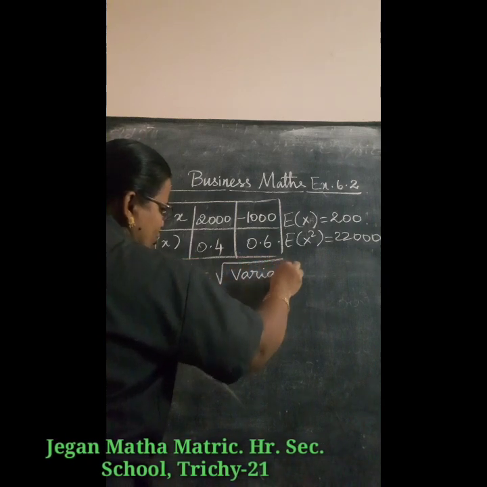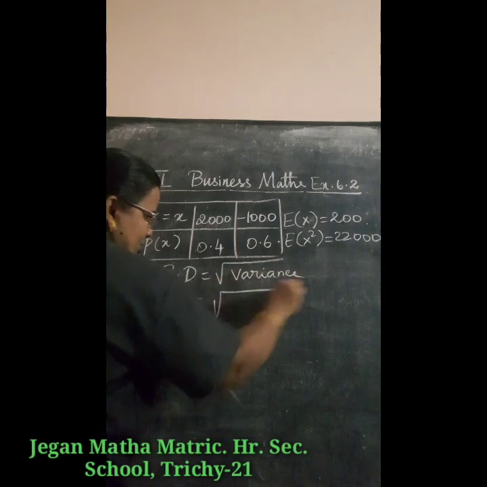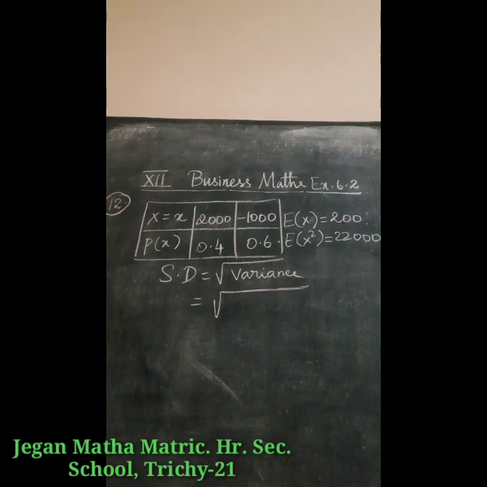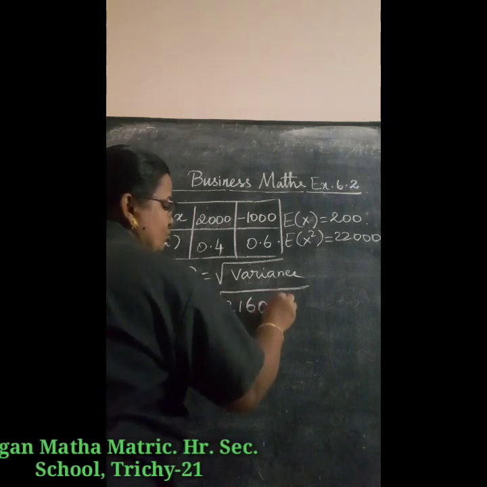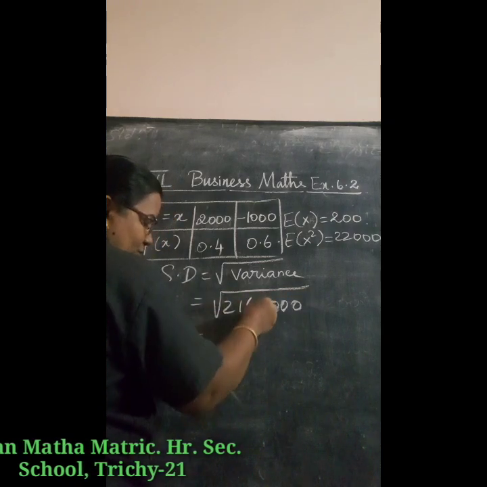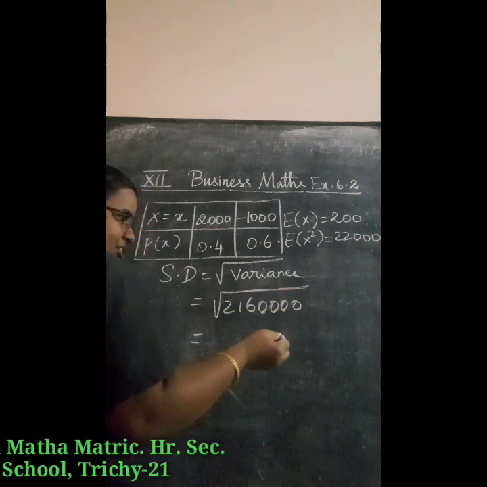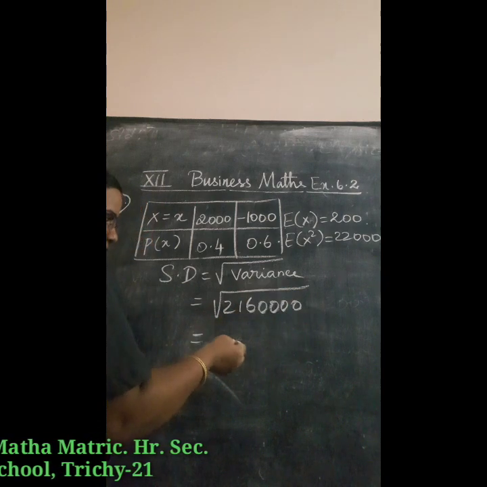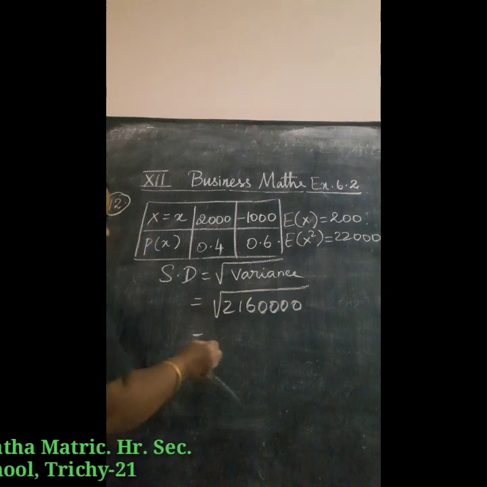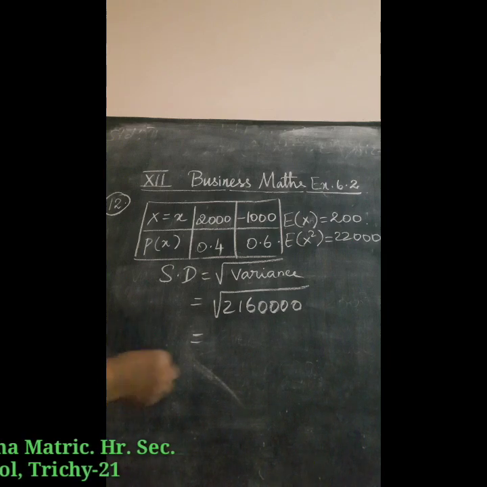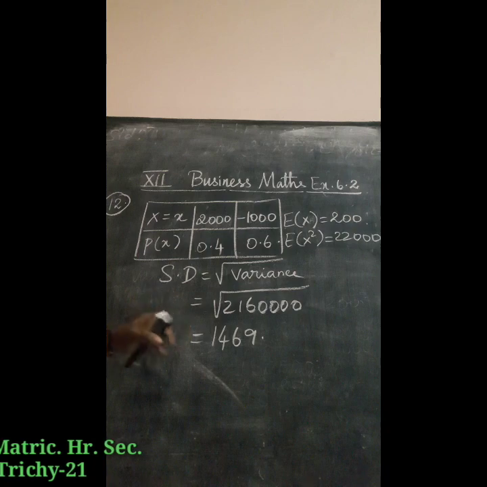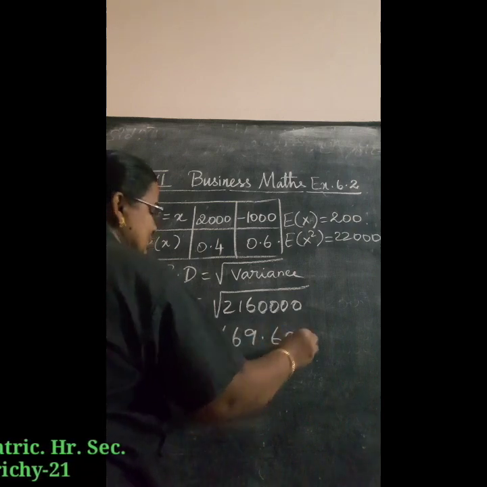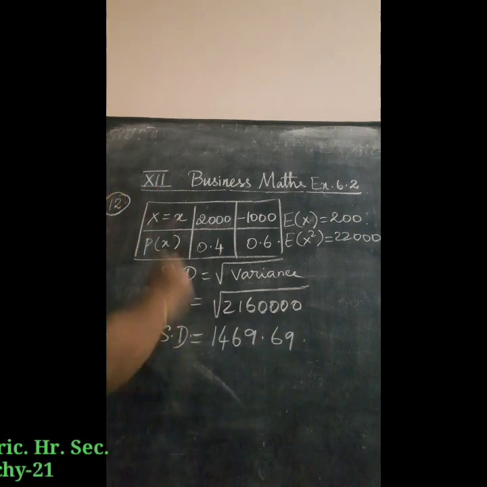So what is root of variance? We already found out that it is root of 21,640. So now we have to take the root value, use the calculator, use the normal calculator only. If you find out the root value, we will get 1469.69. This is the answer for standard deviation.